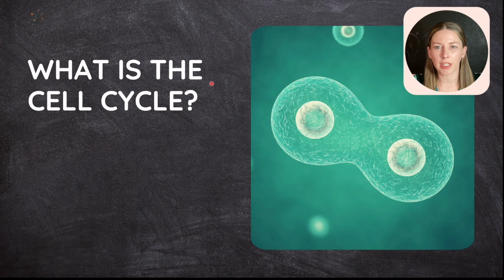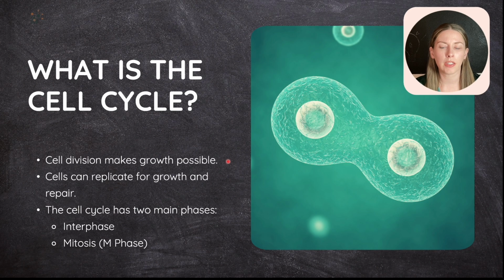The first question that we need to ask is, what is the cell cycle? The cell cycle is a sequence of events in which eukaryotic cells divide. This process allows for cells to grow, repair, and replace themselves. The cell cycle is divided into two main phases, interphase and mitosis, also called M-phase. In this video, we'll be primarily focusing on interphase.